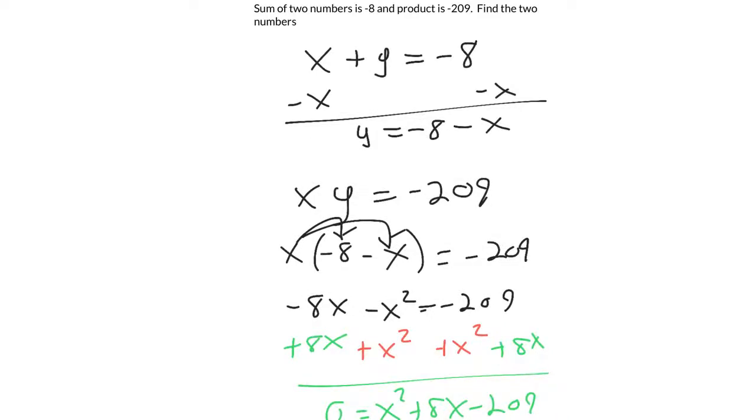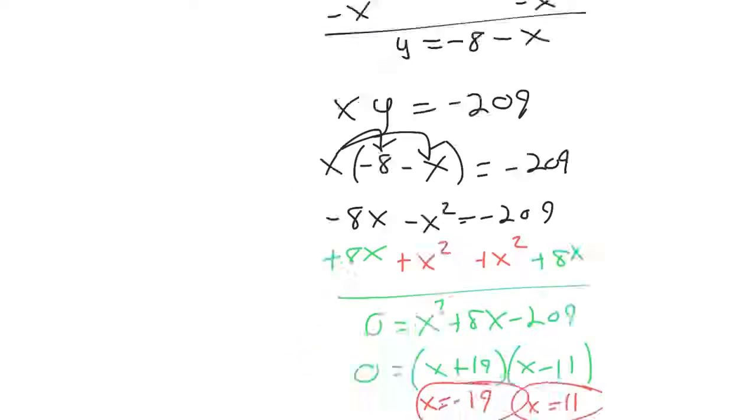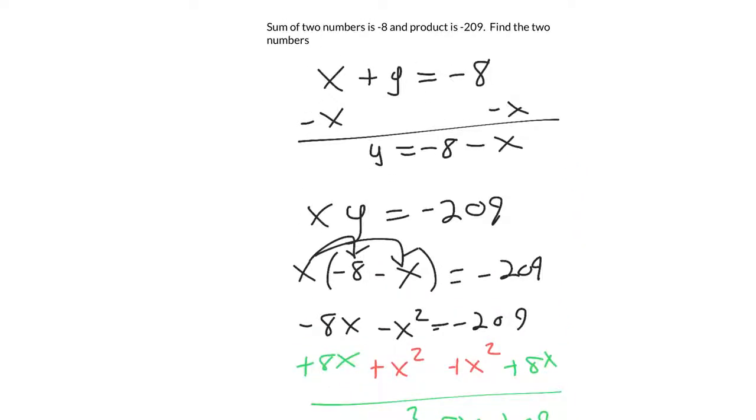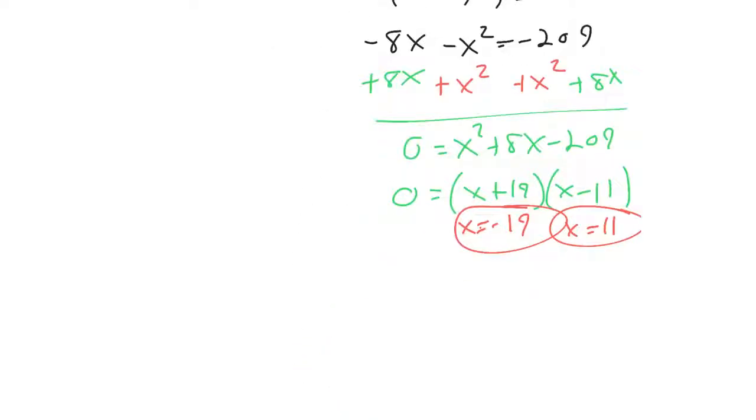Two numbers that add up to be -8, sorry. -19 plus 11, that does make -8. And their product is -209. -19 times 11, that does make -209.